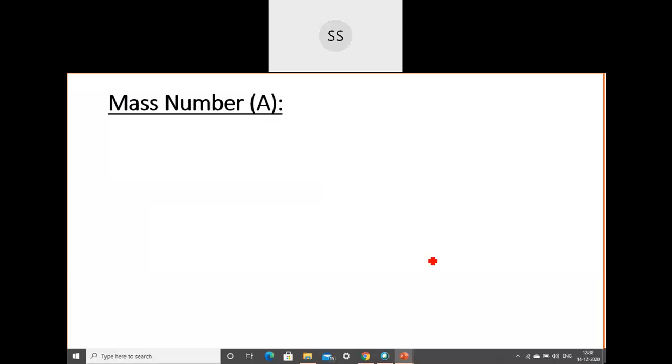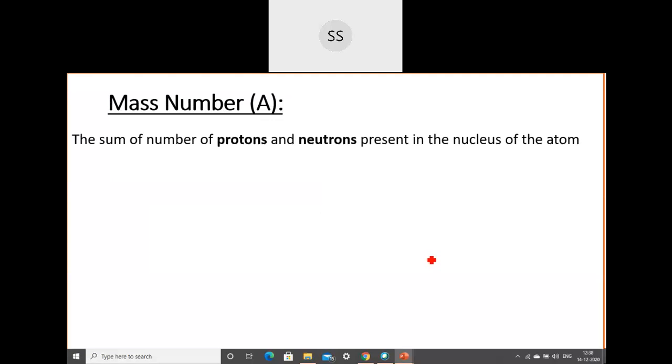And then what is mass number? Mass number is because of two things: the number of protons and the number of neutrons which are present in the nucleus of the atom. Protons and neutrons together we also call nucleons. So you can even write it is the number of nucleons present in the nucleus of the atom. Mass number is denoted by the symbol A. And how to calculate this mass number?